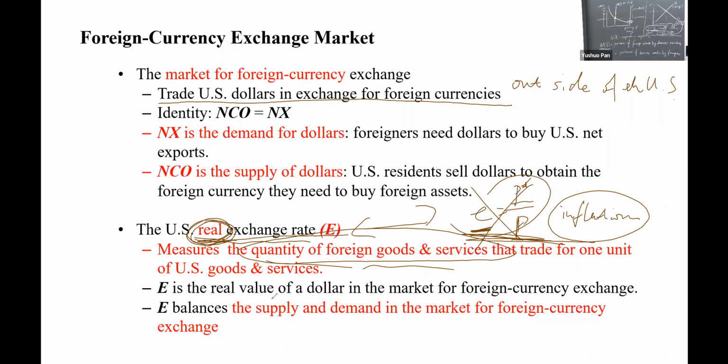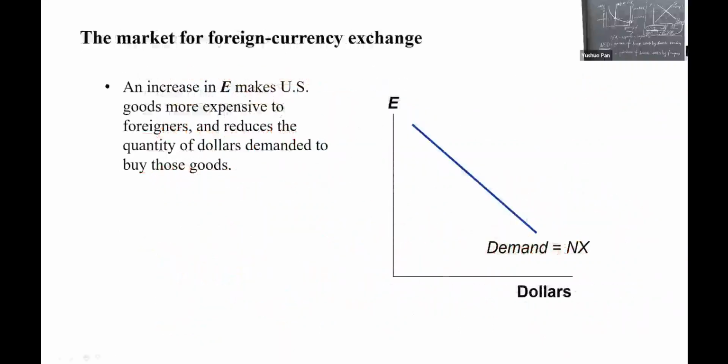E, the real value of a dollar in the market for foreign currency exchange. E balances the supply and demand in the market for foreign currency exchange. And remember, it's trading US dollars in the market for foreign currency. We talk about dollars here. This diagram, this picture, is the market for foreign currency exchange.